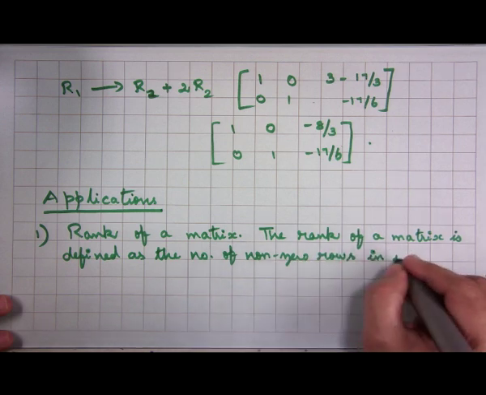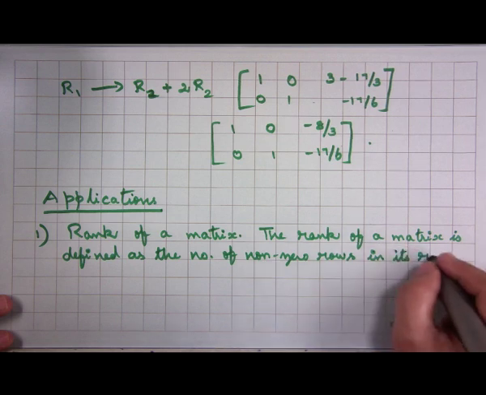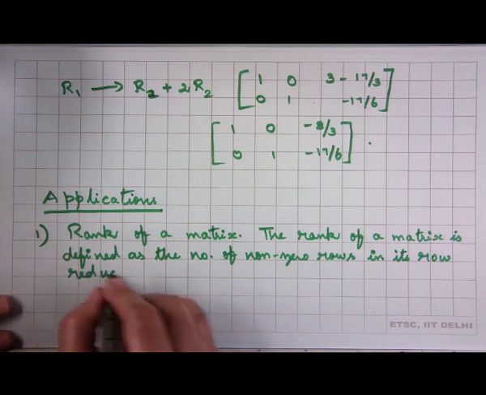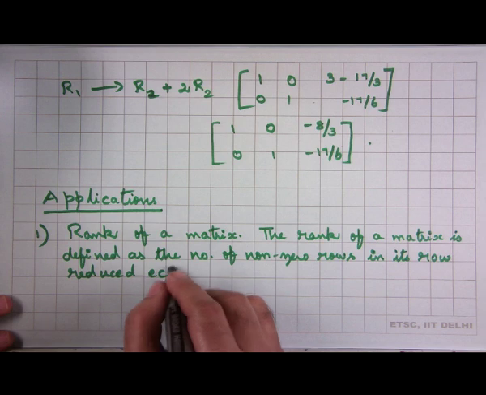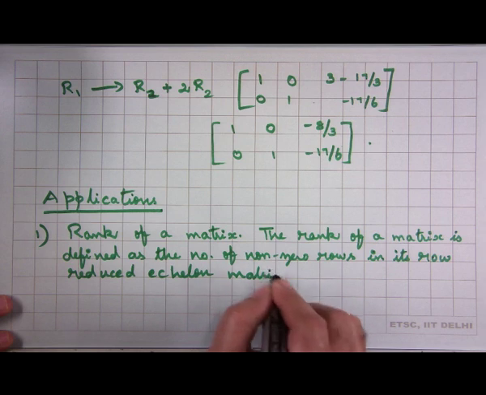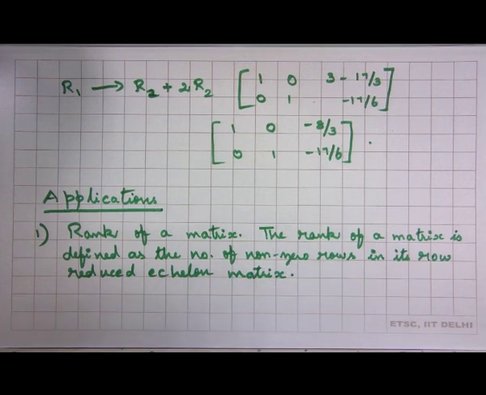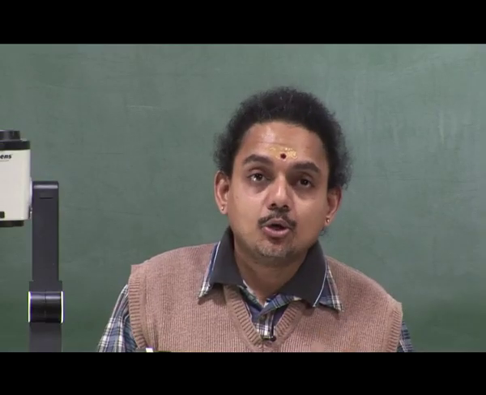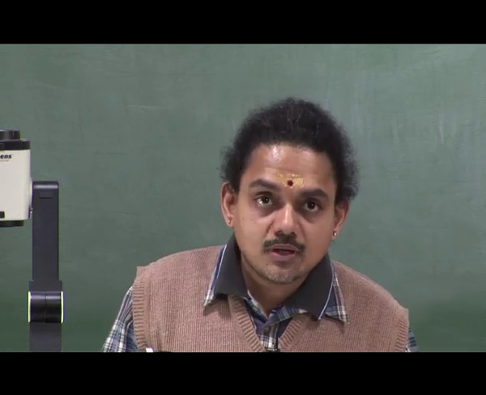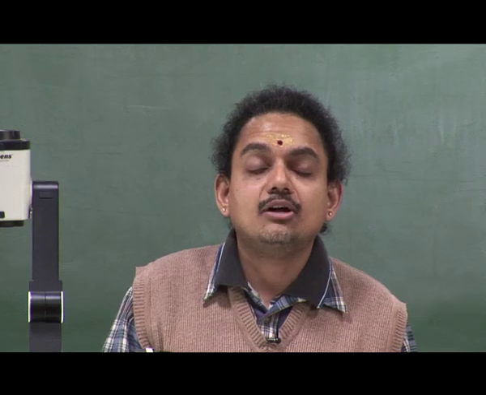in its row reduced echelon matrix. You reduce the given matrix into a row reduced echelon matrix, look at the number of non-zero rows, and that is the rank of the matrix.